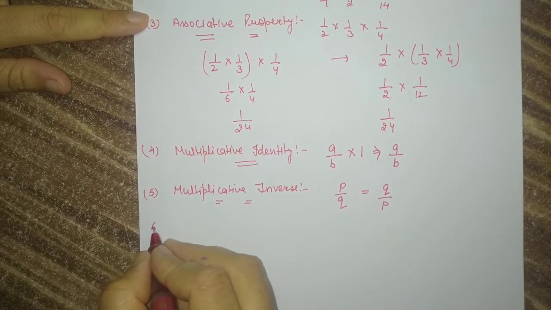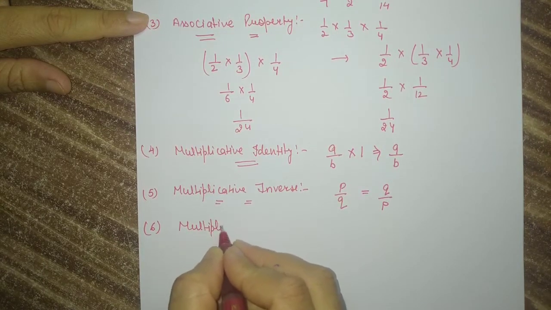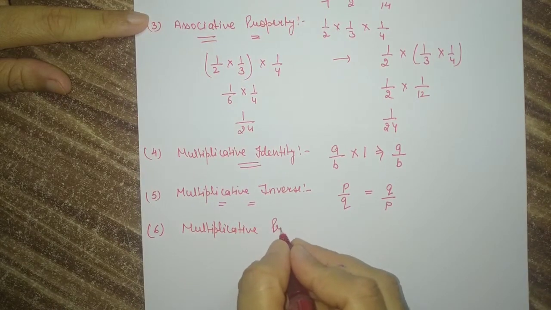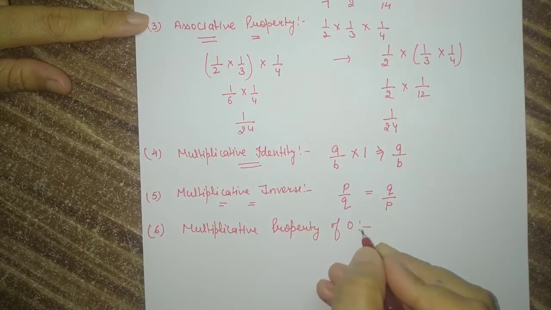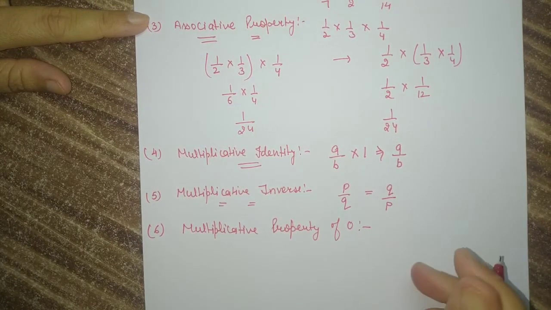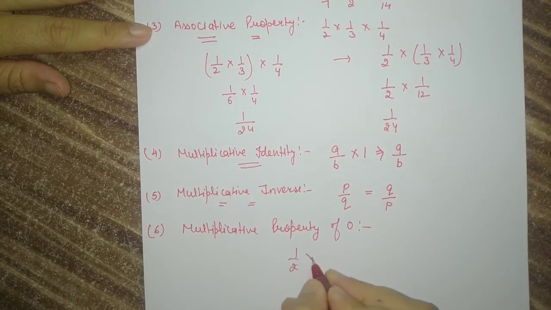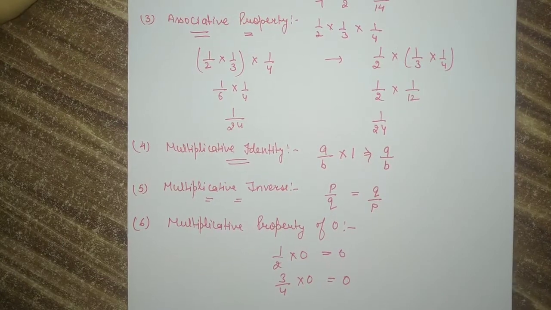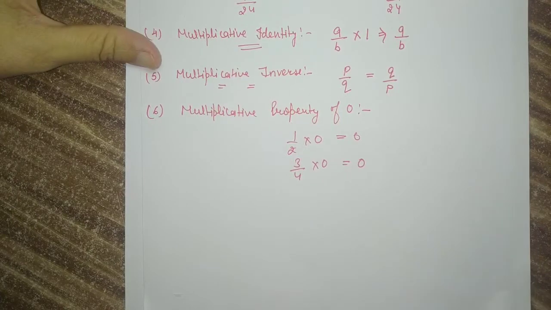Now the next property is multiplicative property of 0. In this property, if every rational number is multiplied with 0, then it gives 0. 1 by 2 multiplied by 0 gives 0. 3 by 4 multiplied with 0 gives 0. That means every rational number multiplied with 0 gives 0.